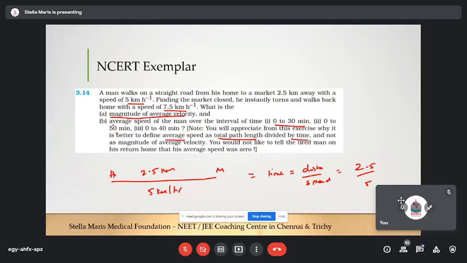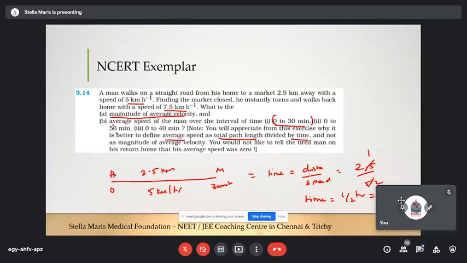Distance is 2.5 kilometer. Speed is 5 kilometer per hour. We can simplify as 1 by 2. So time is equal to half hour. That is 30 minutes. So the man starts from here, at 0 seconds, we can say. So he reaches the market in 30 minutes. So they are asking what is the magnitude of average velocity and average speed of the man over the time interval 0 to 30 minutes.